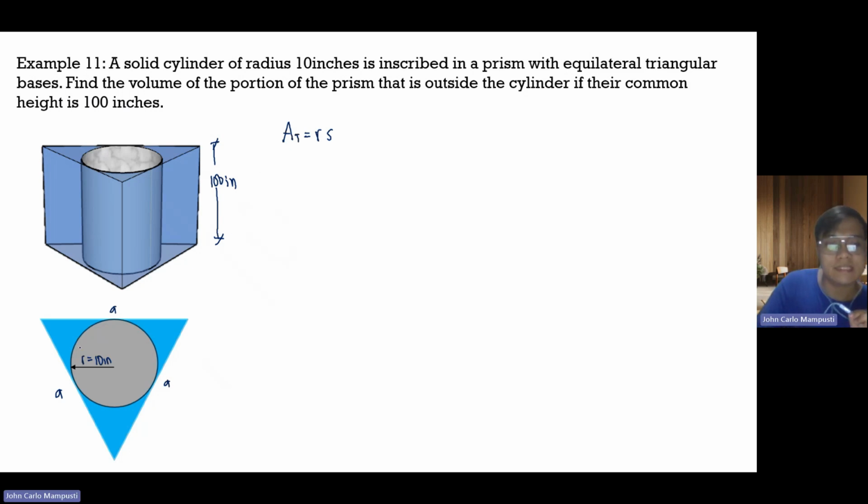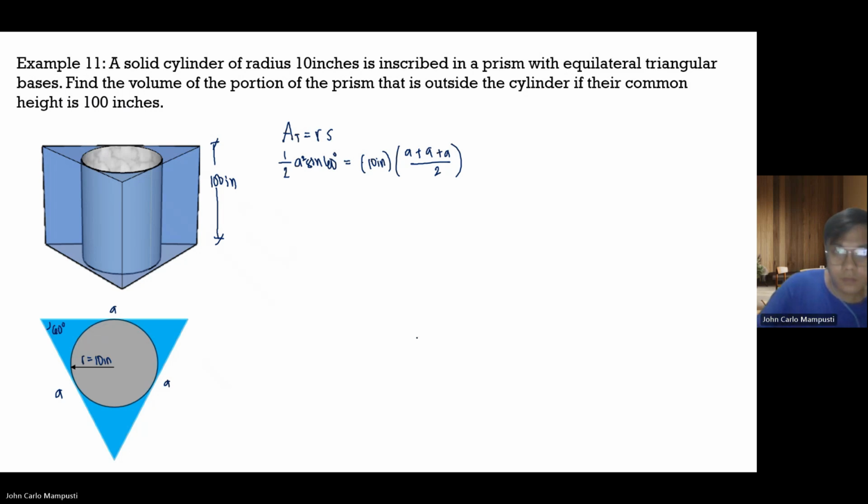Area of the triangle, since this is equilateral, therefore, this is 60 degrees, no? So we're going to use the SAS formula, 1/2 a squared sine 60 degrees equal to the radius, which is equal to 10 inches yan, times s. So yung s natin dyan, we have (a + a + a) over 2. So as you can see, sine 60 natin, we have square root of 3 over 2.